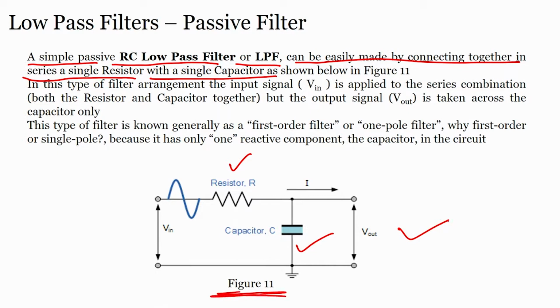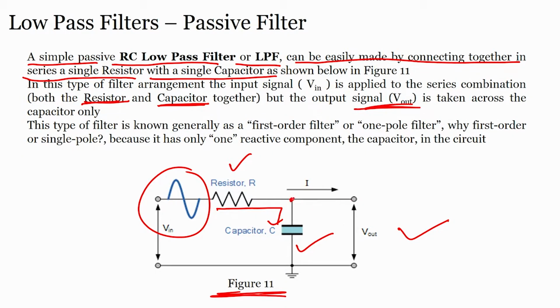In this type of filter arrangement, the input signal V in is applied to the series combination of resistor and capacitor, but the output signal V out is taken across the capacitor only.